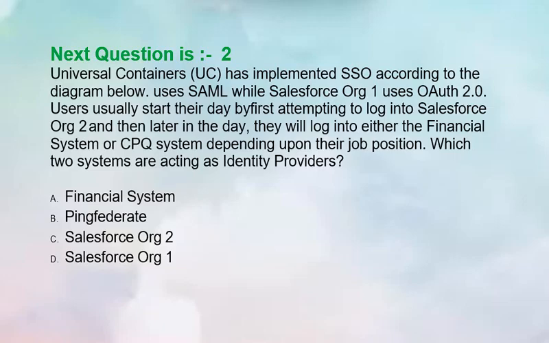Question is Universal Containers (UC) has implemented SSO according to the diagram below. Uses SAML while Salesforce Org 1 uses OAuth 2.0. Users usually start their day by first attempting to log into Salesforce Org 2 and then later in the day they will log into either the financial system or CPQ system depending upon their job position. Which two systems are acting as identity providers?